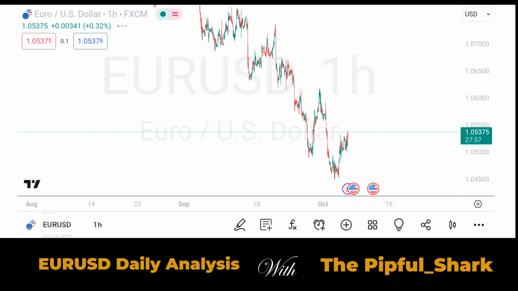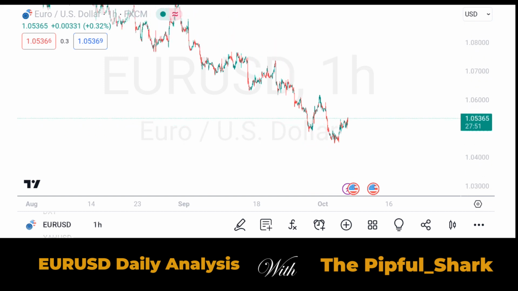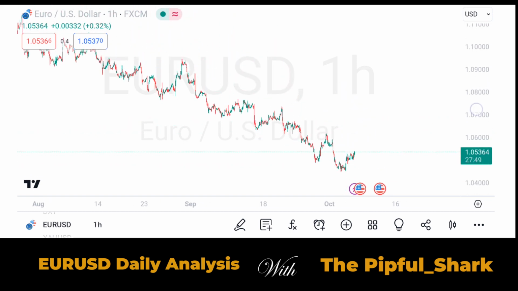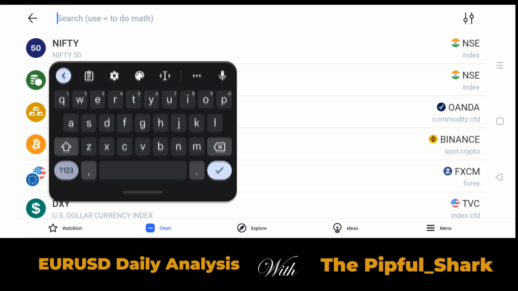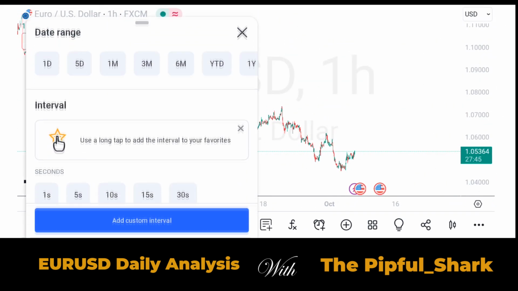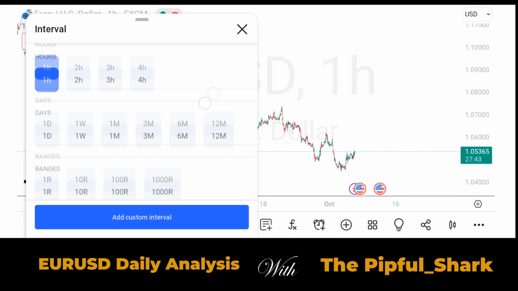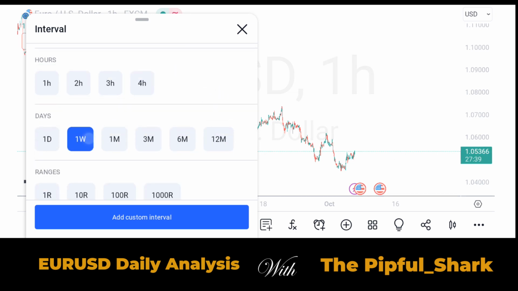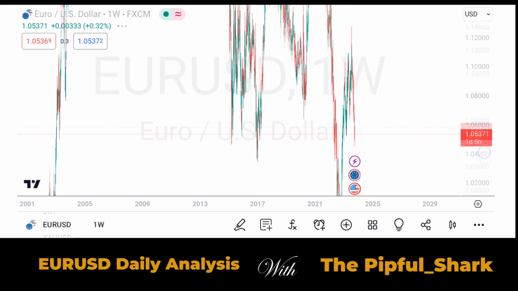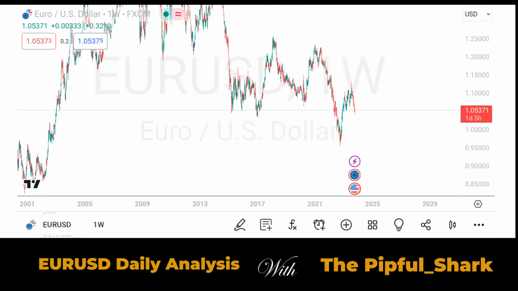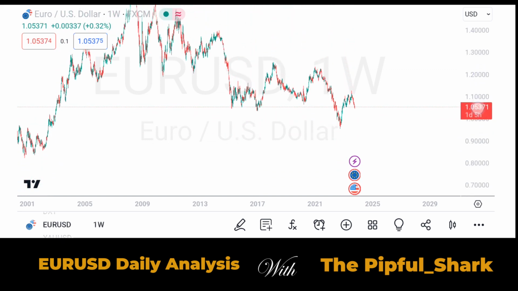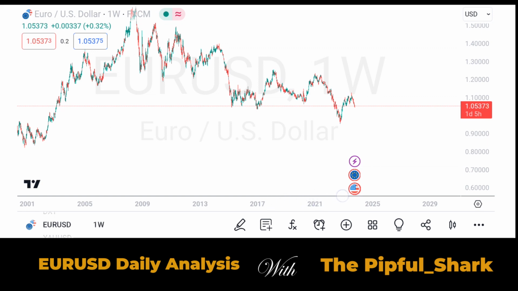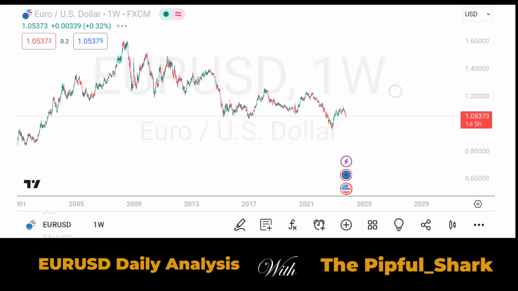EUR/USD, let's see what is happening. We are going to do a top down analysis. So we are going to start from weekly to just get the higher time frame perspective.